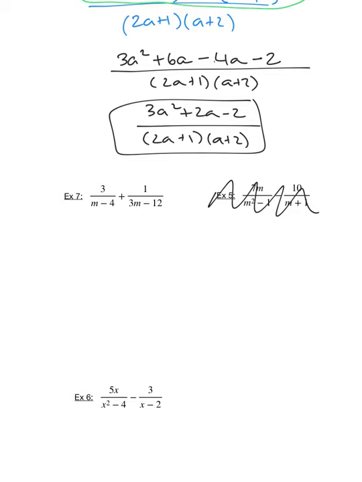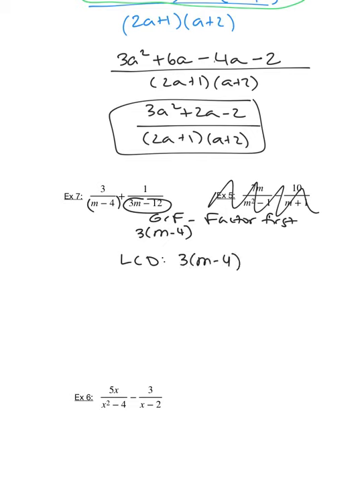In example 7, if you look at your denominators, you don't want to just multiply them, because if you notice, there's a GCF here. So you have to factor this first before you could find the common denominator. The GCF is 3. 3 goes into both of those terms, so it'd be 3 times m minus 4. Now you look at the denominators and you say, what's my least common denominator? My least common denominator is, well, this has m minus 4 and this has m minus 4. And then one of them is being multiplied by 3. So the least common denominator would be 3 times m minus 4. It's what they would both go into.